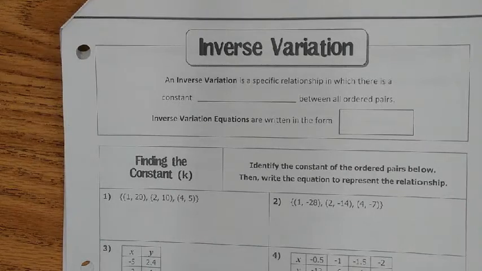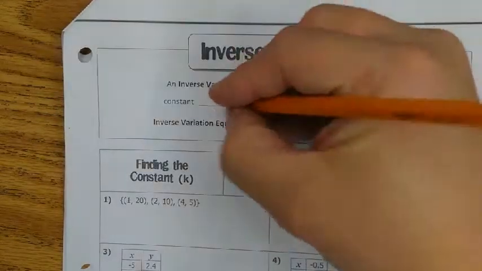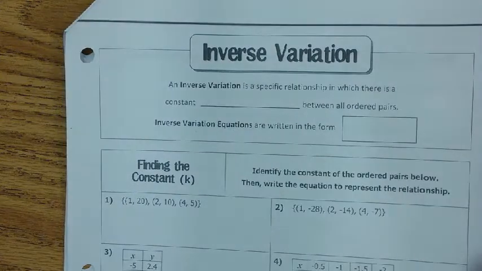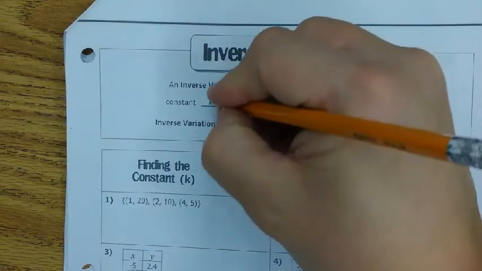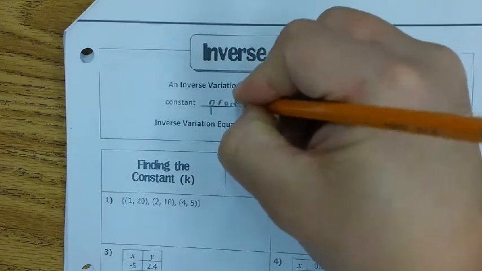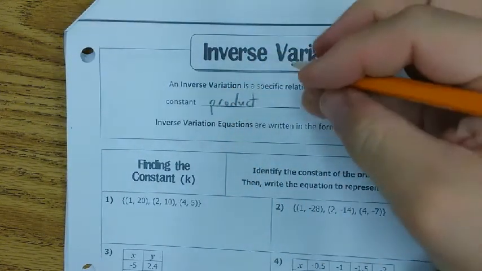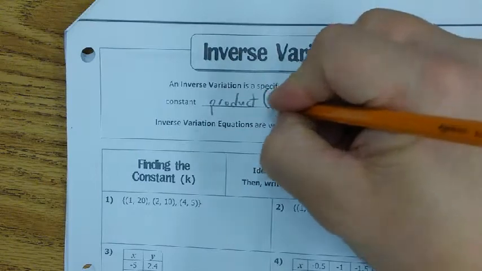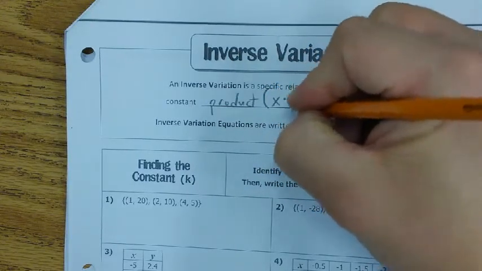Direct variation, we also have inverse variation. So inverse, it's going to be basically the opposite. If we had a ratio, the opposite of a ratio is a product. So inverse variation is a specific relationship in which there is a constant product. A product means times, it'd be your x value times your y value.